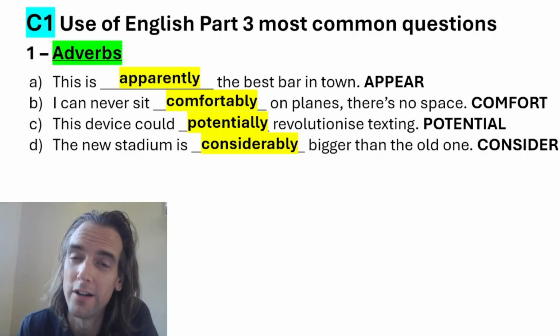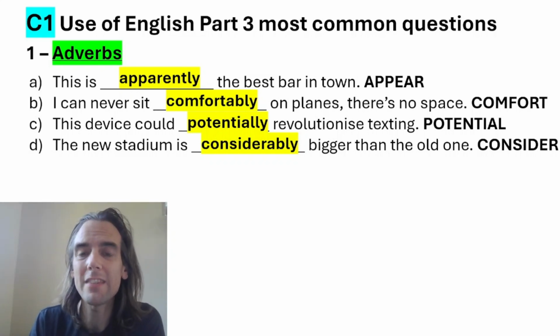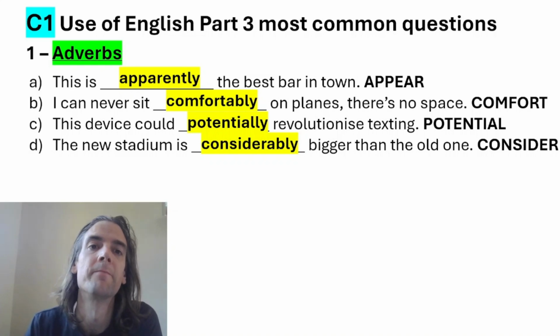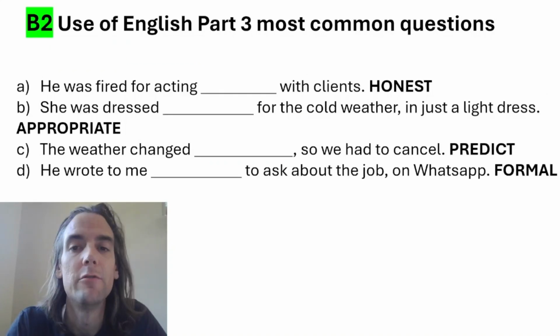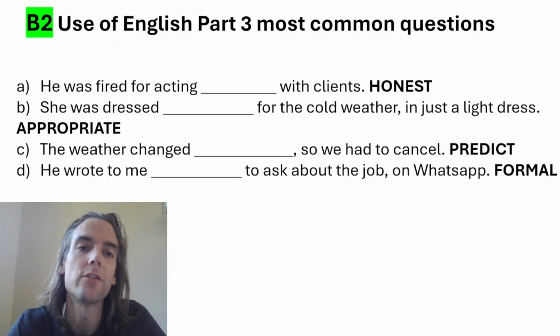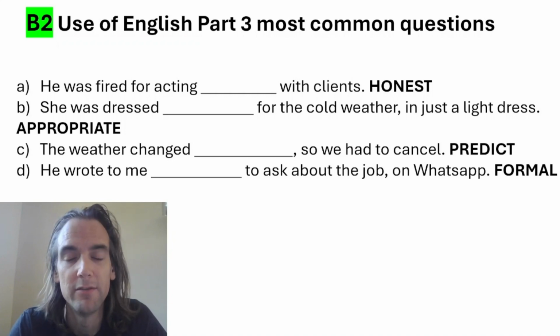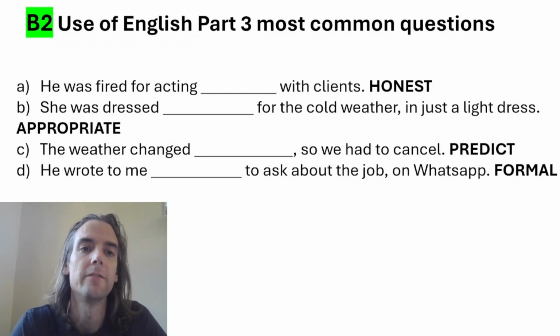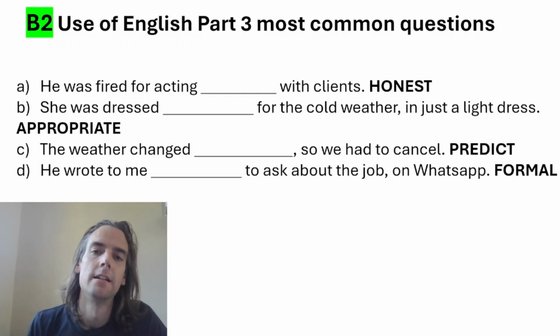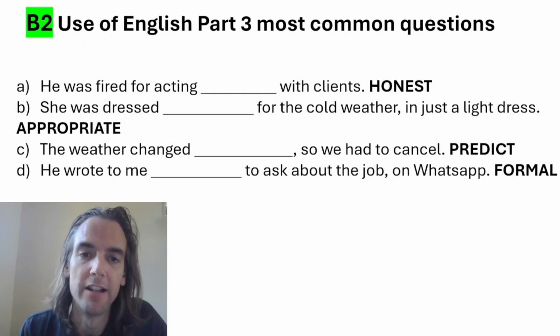That is the most common question type you have on part 3. There's always going to be 1 or 2 adverbs. So let's keep practicing. We're back to B2, pause the video, try and answer these. Think about the type of word you need, then do your transformation. You've paused the video, I'm going to explain what you're doing.